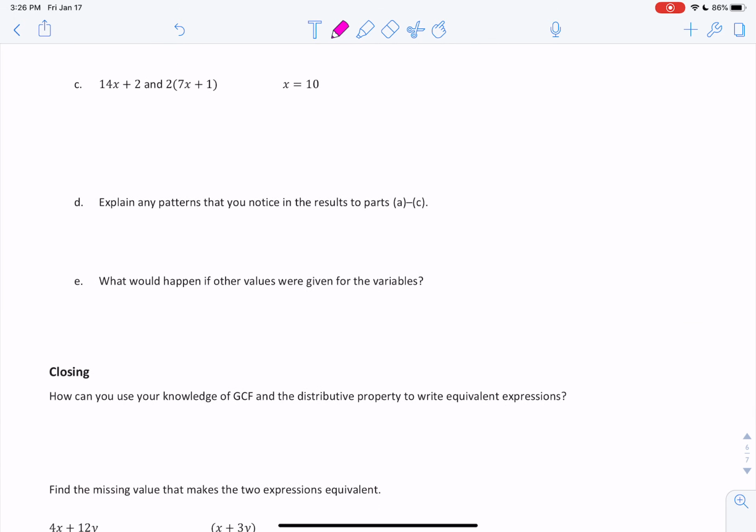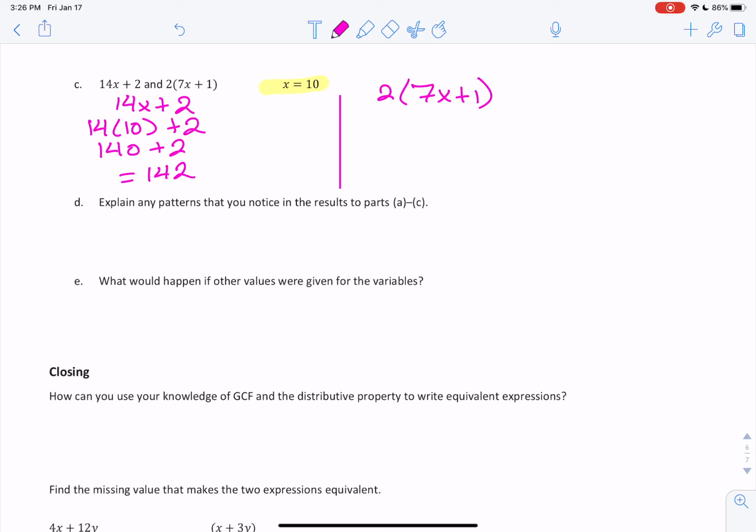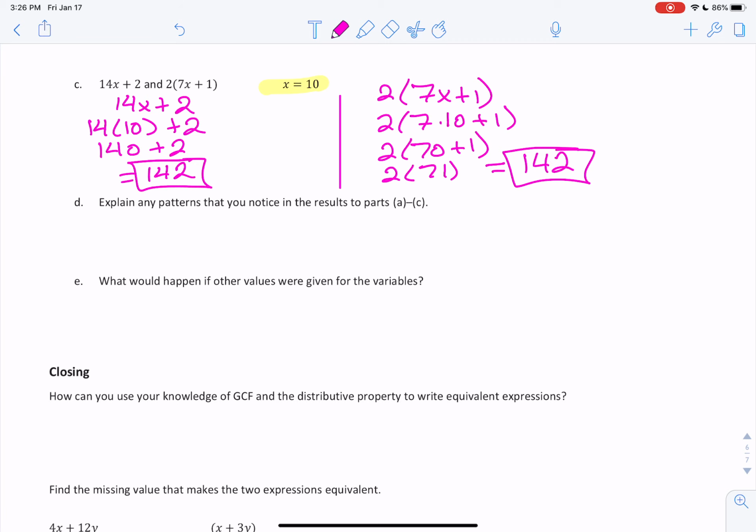For C, I'm going to split down the middle. On this side, we're going to have 14x plus 2. X now is 10. So this is going to be 14 times 10 plus 2, which is 140 plus 2, which equals 142. Okay. On the other side, I'm going to have 2 times 7x plus 1. That's going to equal 2 times 7 times 10 plus 1, which is 2 times 70 plus 1, which equals 2 times 71, which also equals 142. So once again, we get 142 on each side.